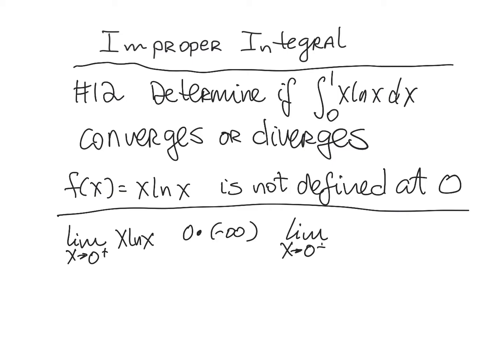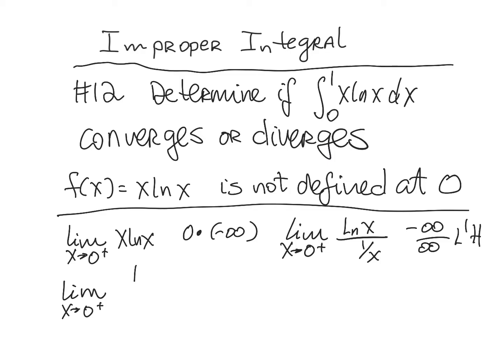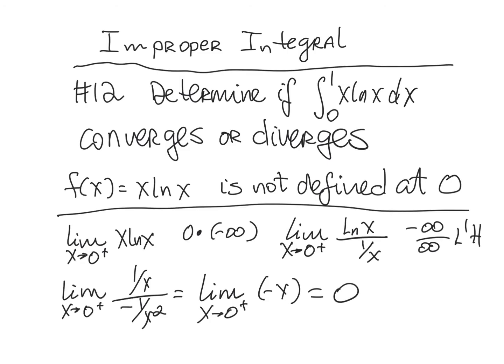As x approaches 0 from the right, we have 0 times negative infinity, an indeterminate form. So we rewrite our function as natural log of x over 1 over x instead of times x. Now the indeterminate form becomes negative infinity over infinity, which allows us to apply L'Hopital's rule. The derivative of the numerator is 1 over x, the derivative of the denominator is negative 1 over x squared. Simplifying, the limit equals 0.